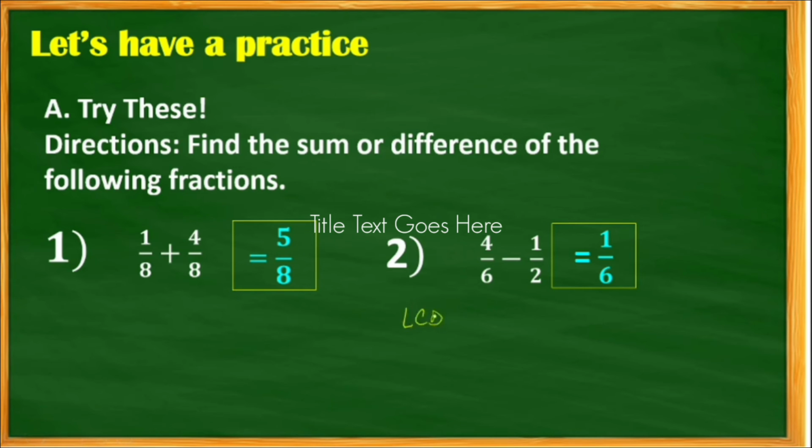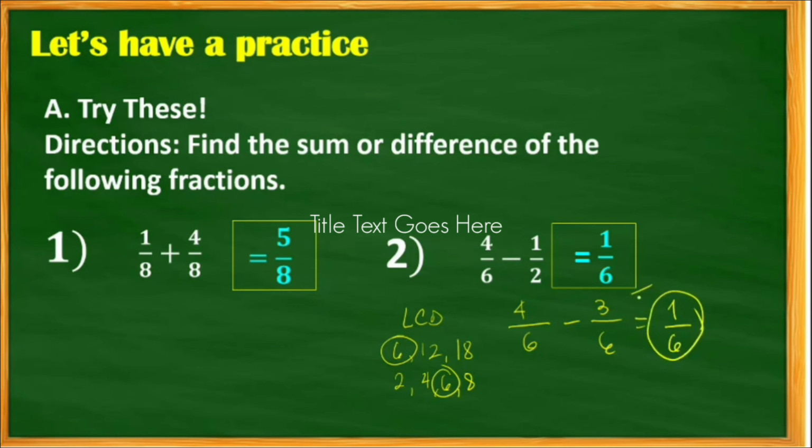So the LCD of 6 and 2, so 6, 12, 18, and then 2, 4, 6, 8. So the least common multiple is 6. So the common denominator is 6. The 6 divided by 6 is 1, multiplied by 4, the answer is 4. 6 divided by 2, the answer is 3. Then multiplied by 1, the answer is 3. Then 4 minus 3, the answer is 1. And copy the denominator 6. So the correct answer is 1/6.